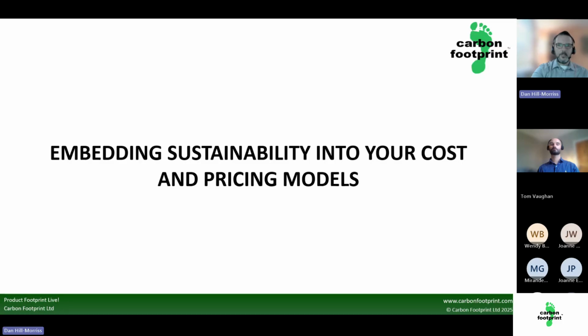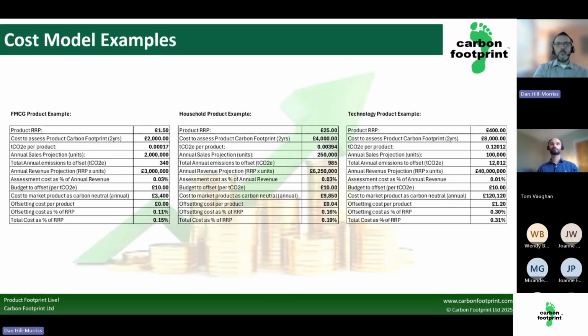Well, this is a very, very simple story to tell. We've got just one slide for you here. These are all very real examples. These are actually customers of ours that we've anonymized here, but they are very real, very genuine examples. For the sake of this exercise, let's call them small, medium, and large. We've got an FMCG product there at £1.50, a pretty standard household product that retails at about £25, and then a more high-end tech product that retails at about £400.